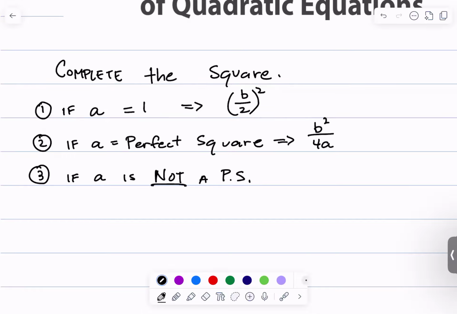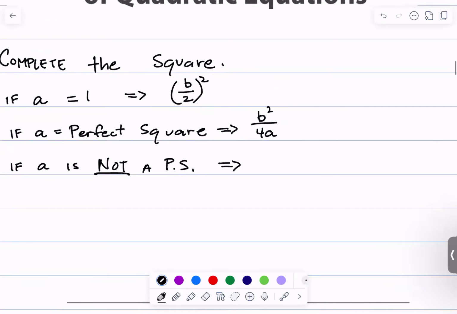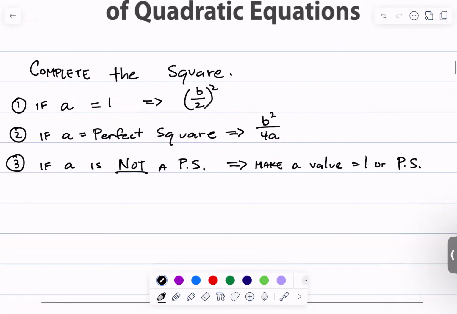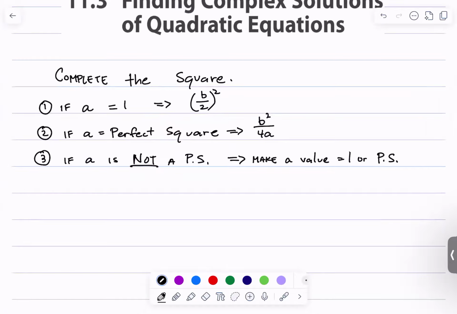And the third rule is if A is not a perfect square, and that includes 1, then we're going to make my A value equal to 1 or a perfect square, and then we're going to use one of those two rules, depending on what you make it. So you're going to divide it by that number or multiply it by some other number. So that's with completing the square.